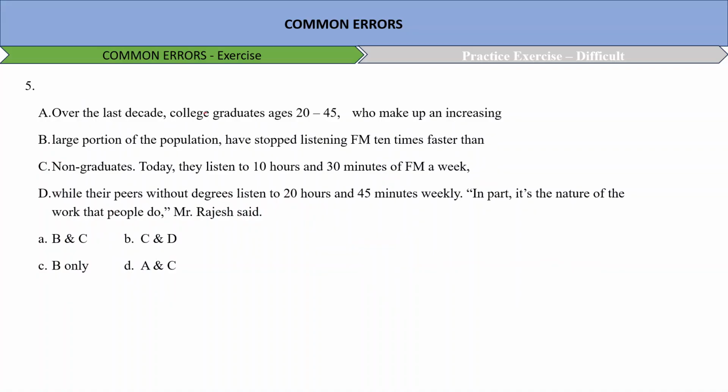Over the last decade, college graduates ages 20, 20, 45 who make up an increasing large portion of the population have stopped listening FM 10 times faster than non-graduates. Today they listen to 10 hours and 30 minutes of FM a week, while their peers without degrees listen to 20 hours and 45 minutes weekly. In part, it's the nature of the work that people do, Mr. Rajesh said. Okay, now take 30 seconds time and try and analyze first on your own what could be the answer.